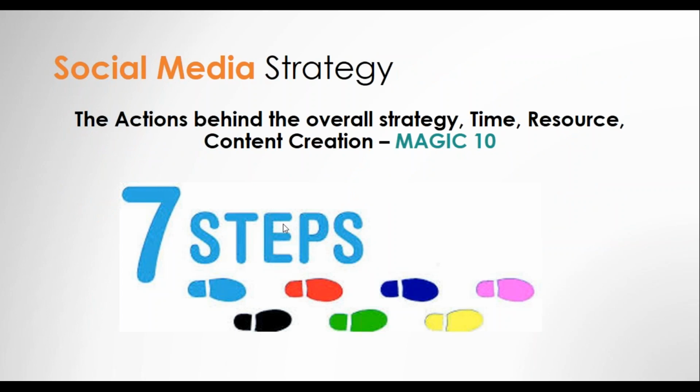We use a strategy called the 7 steps to social media success. And within that, we have the Magic 10. This is all centered around appealing to the social media algorithms. And one of the things that we know that businesses struggle with is breaking down the actions behind the overall strategy into daily tasks, taking 10 minutes a day rather than an hour, using social media consistently and frequently, but also creating content natively within social media.